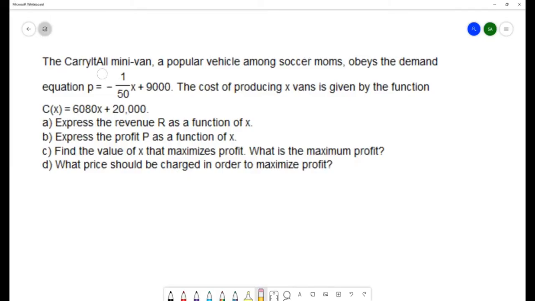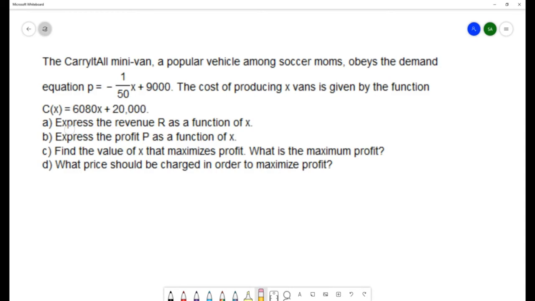The Carry-It-All minivan, a popular vehicle among soccer moms, obeys the demand equation P equals negative 1/50th x plus 9,000. The cost of producing X vans is given by the function C of X equals 6,080x plus 20,000.